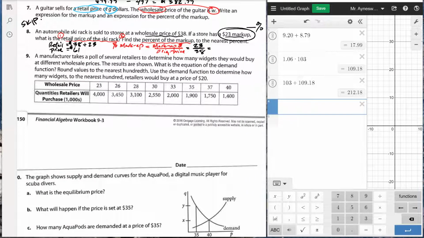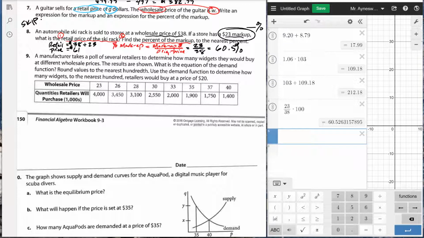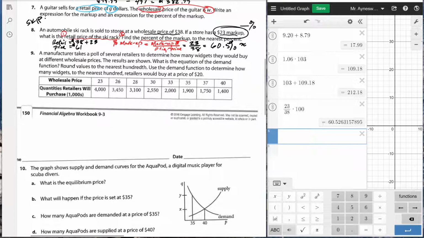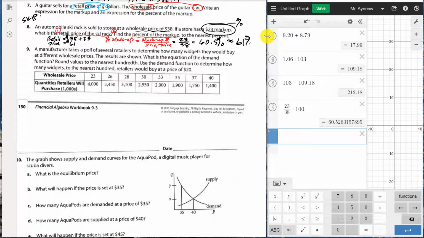Okay, so here we go. We're going to take 23 and divide it by 38. Boom, right there. And when you change it to percent, you simply multiply by 100, and we're going to get 60.5%. The book says about 61%. That's fine too, you can round. So about 61% markup. That's what this $23 represents. It represents a 61% markup. Quite a bit, actually. Approximately 61%.